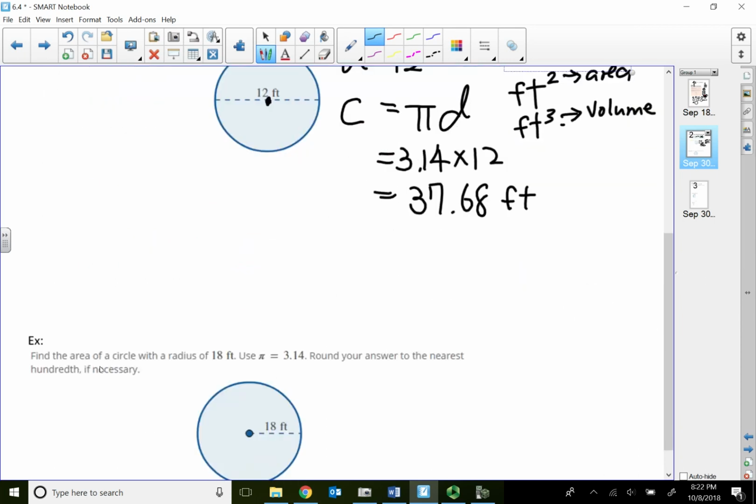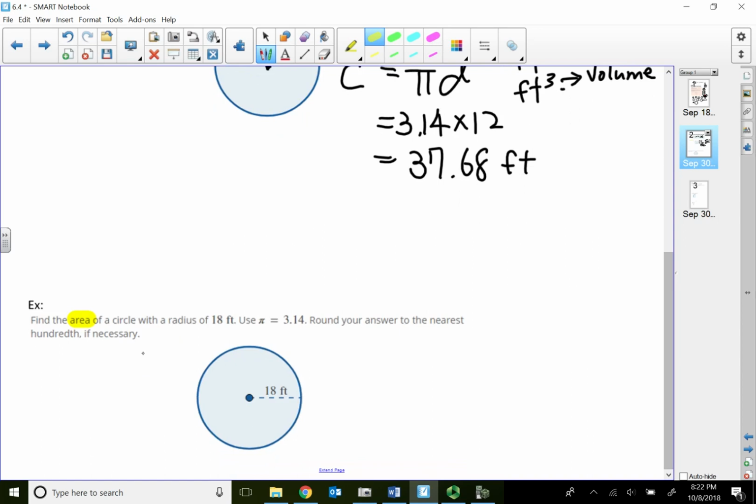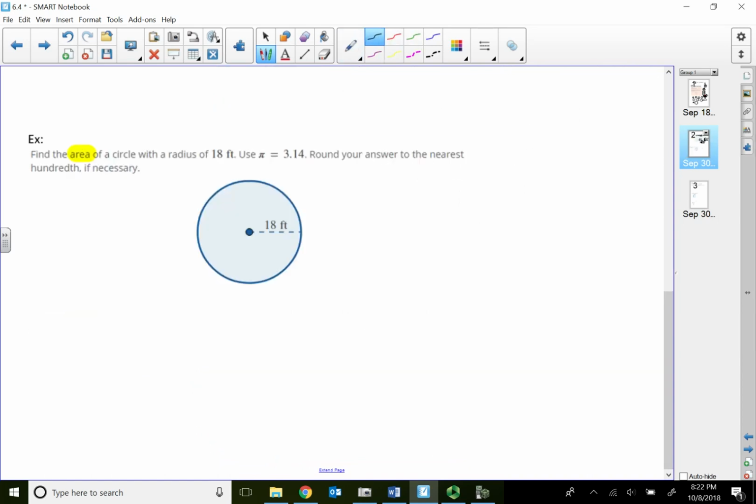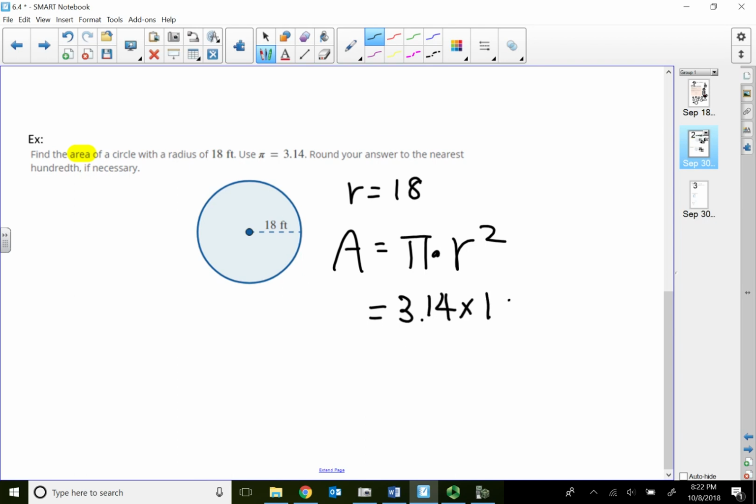All right, find the area. So this example is finding the area. Make sure you see which one you're trying to look for, either the circumference or the area. All right, with a radius of 18. So the problem already told me the radius is 18. To find the area of a circle, the formula sheet will say pi times radius squared. So pi, we use 3.14, times 18 squared.